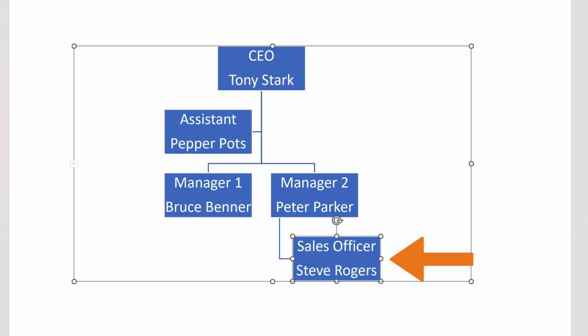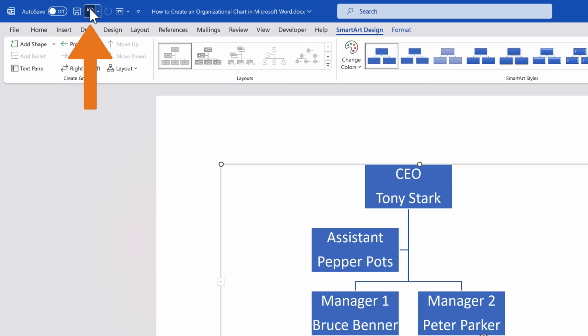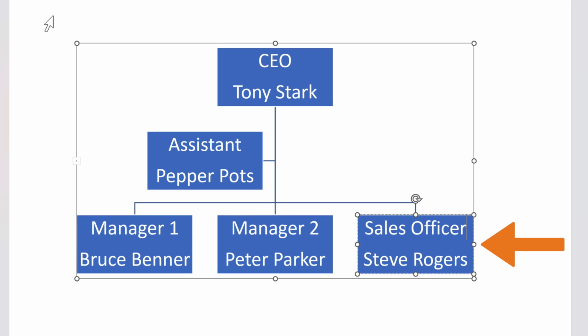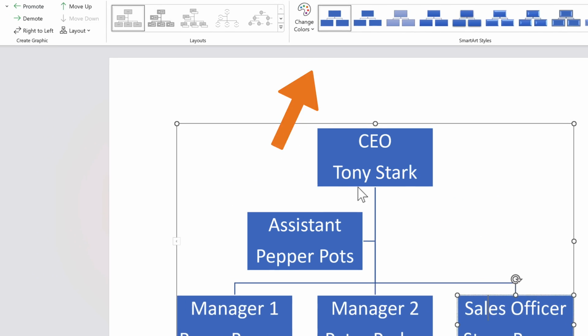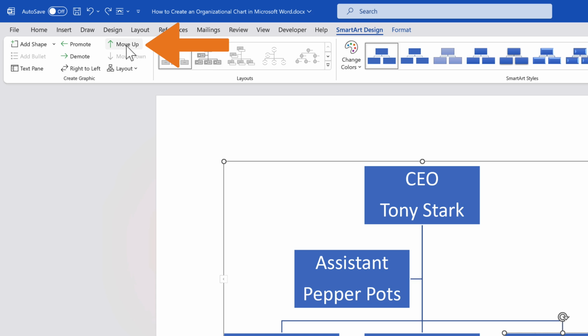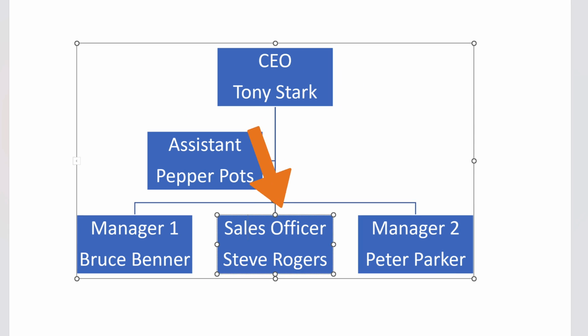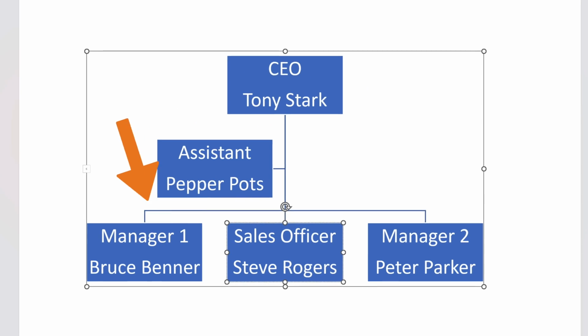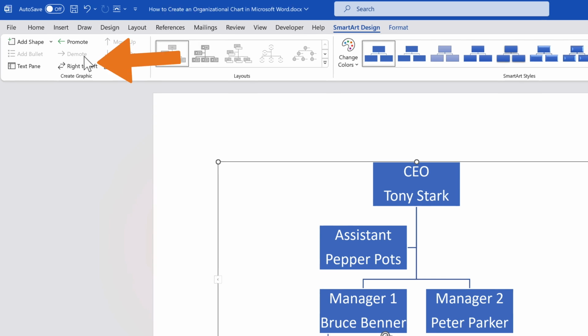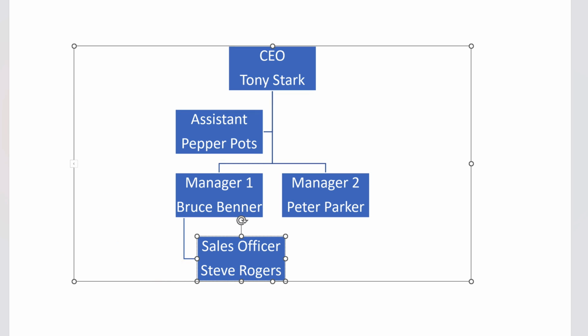Let's say, what if we wanted to move Sales Officer Steve Rogers to be under Manager 1, Bruce Banner? So let's undo the changes. Click on Steve Rogers' shape again, and we need to first click on Move Up in group Create Graphic to move the shape closer to Manager 1, and then click on Demote. Perfect. However, Bruce has two subordinates.